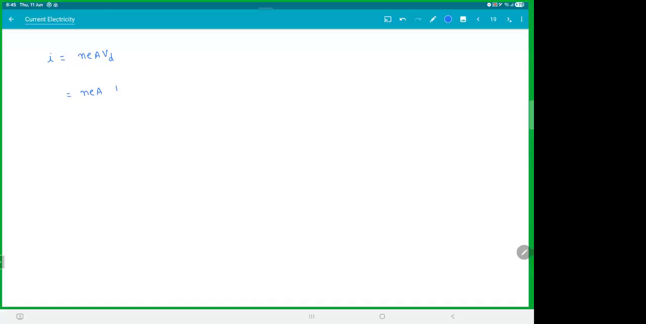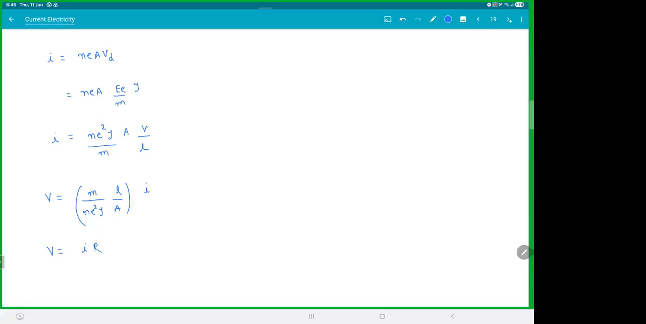NEA acceleration. Acceleration is eE by m into tau. So this can be written as NE square tau by m, area, and E is nothing but V by L. So I can write this thing as V is equal to m by NE square tau into L by A into I. If you look at this formula, this thing looks like V is equal to IR. This is your Ohm's law.